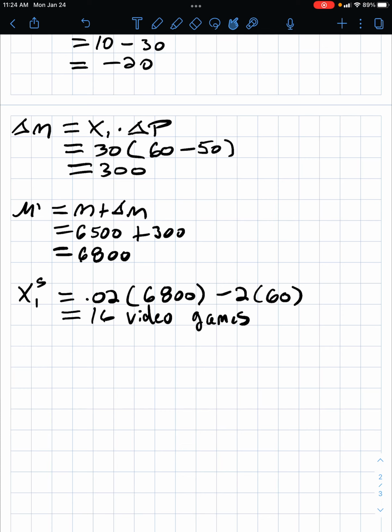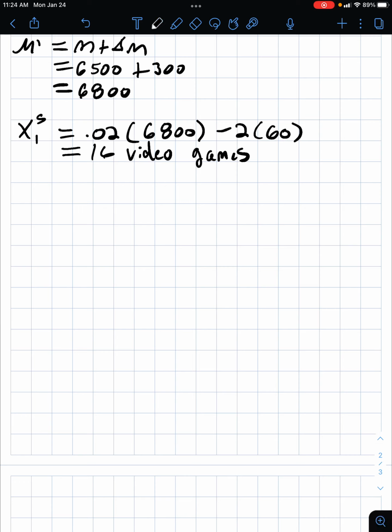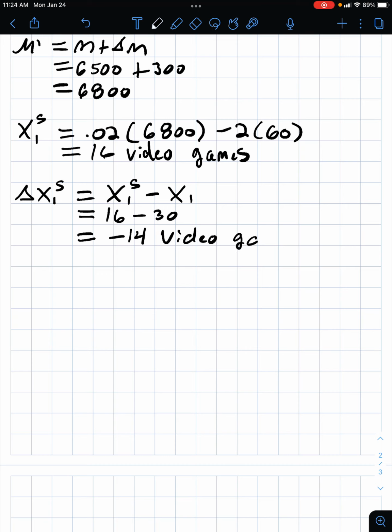So now let's find the change. Let's find the substitution effect of this increase of income and price. To find the substitution effect, the change of x1 of s is equal to x1 of s minus the original demand, which is equal to 16 minus 30, which is equal to negative 14 video games. So due to this substitution effect and a price increase, Pete will demand 14 fewer video games.